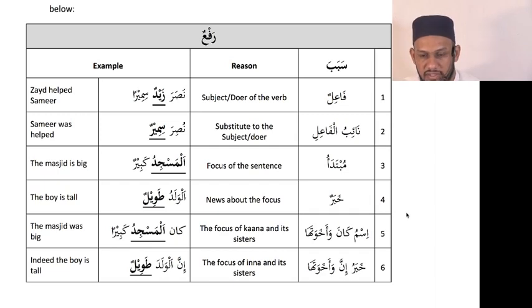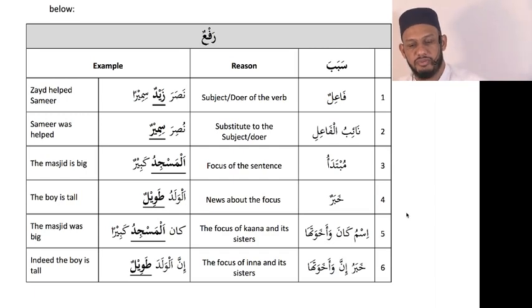Number 1, the fa'il, the doer of the verb. For example, nasara Zaydun Samiran means what? Zayd helped Samir. Therefore, Zayd is the fa'il. The fa'il will always be in raf'un. Number 2, the second thing in raf'un is going to be naibul fa'il. Again, for some of you it may be new, for some of you it may be old. But naibul fa'il is what? It is the substitute to the doer. For example, nusira Samirun, which means Samir was helped. And the naibul fa'il is always in raf'un.